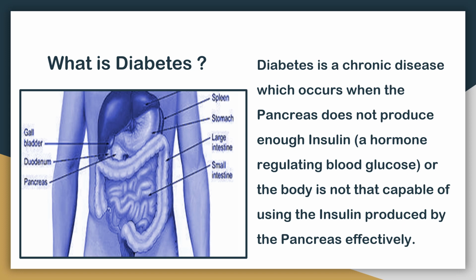Now, if the pancreas is not producing enough insulin, or the body is not capable of using the insulin produced by the pancreas effectively, then that condition is said to be diabetes, and the person having diabetes is said to be diabetic.